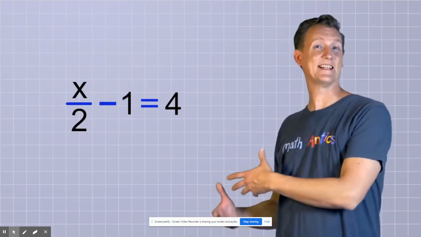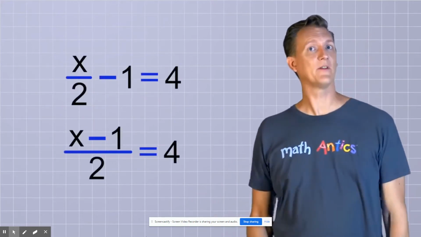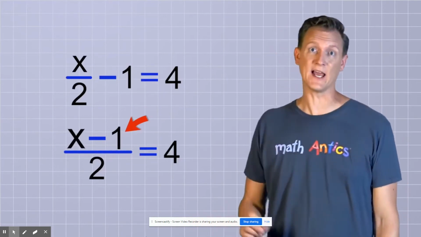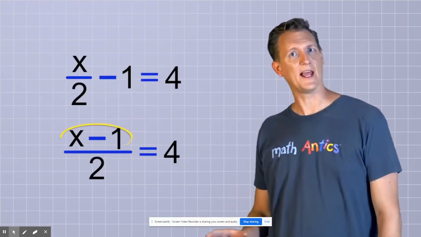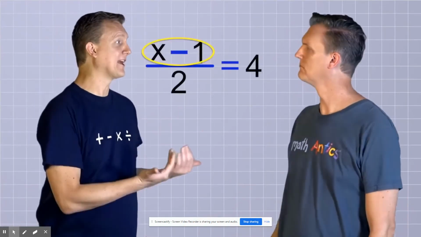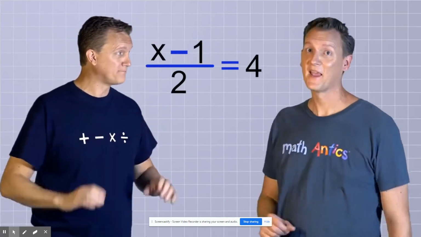But take a look at this slightly different equation. This looks a lot like the original equation, but now that the 1 is up on top of the fraction line, it's only being subtracted from the x and not the 2. The x minus 1 on top forms a group. Hold on, how can x minus 1 be a group? I don't see any parentheses or brackets around them.